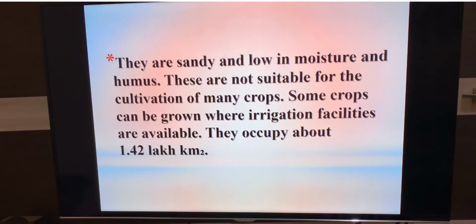As they are sandy and low in moisture, and at the same time contain less humus, they are not suitable for cultivation of most crops. If we are cultivating any crop in this region, we have to use irrigation facility. Without irrigation facility, we will not be able to cultivate the crop in the desert soil.